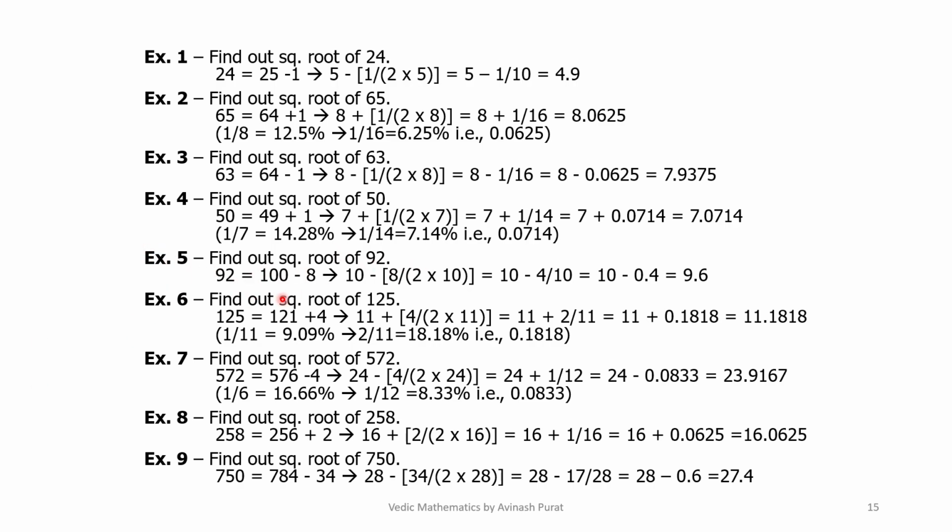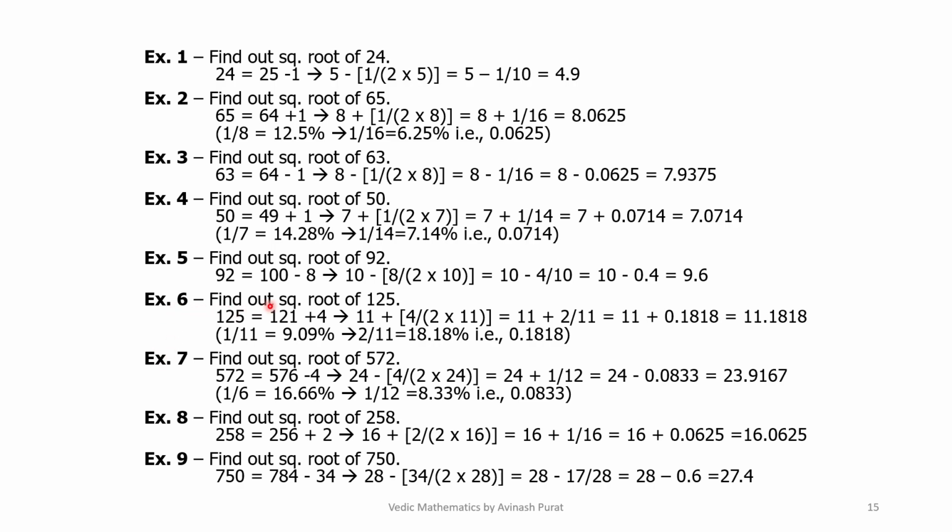Example 5, find out square root of 92. 92 is 100 minus 8. 100, square root of 100 is 10. So 10 minus 8 divided by 2 into 10. 2 into 10 is 20. 8 divided by 2 into 10 equal to 10 minus 4 by 10. That is 0.4. So 10 minus 0.4, that is equal to 9.6.